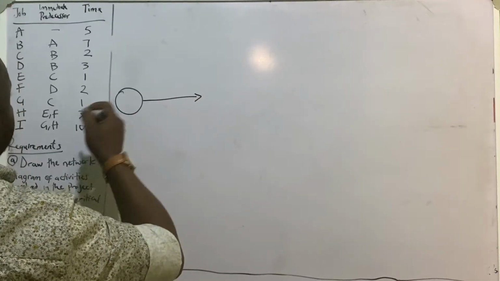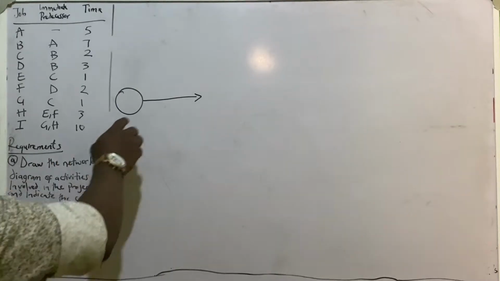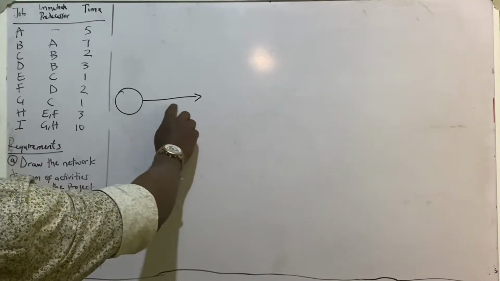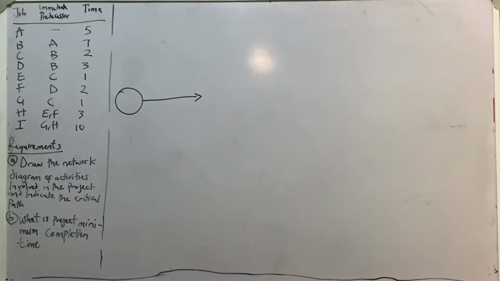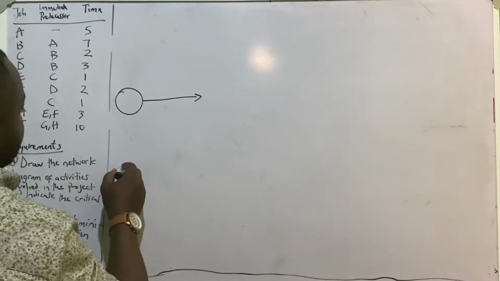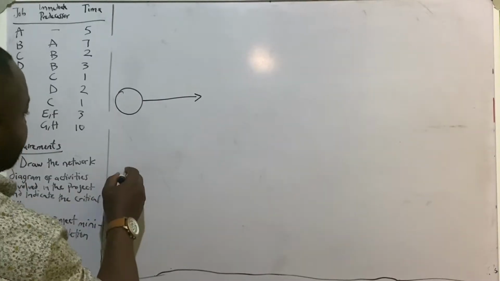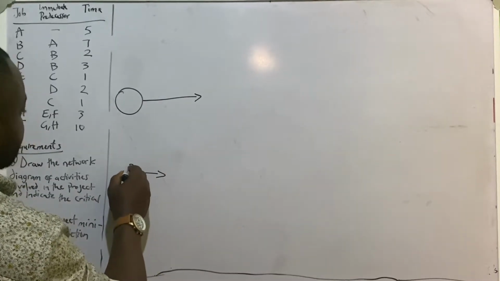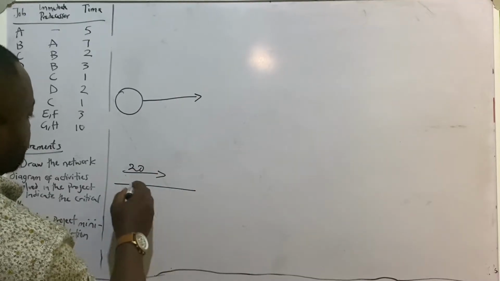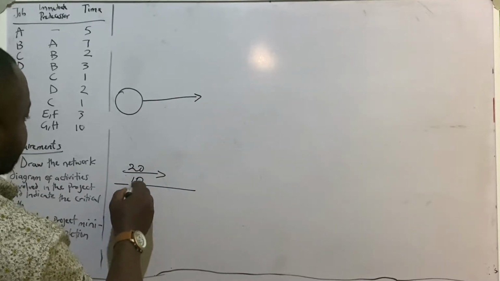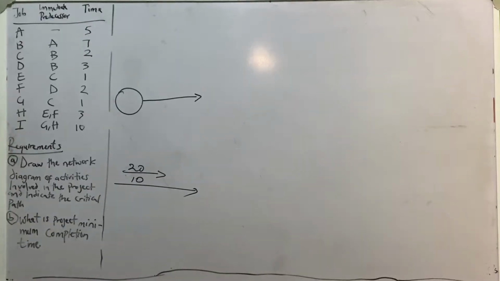It's also important to mention that the length of the arrow has nothing to do with the activity time. That is to say, it's only about the relationship. We can't use a very short arrow to represent 20 and use a long one to represent 10 or even 5. It depends on the nature of the interrelationship among the activities.